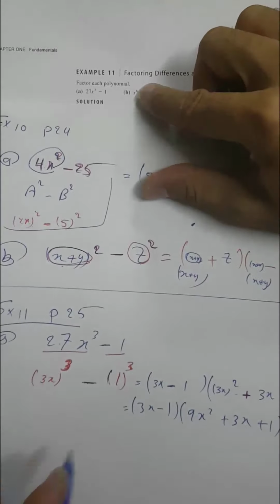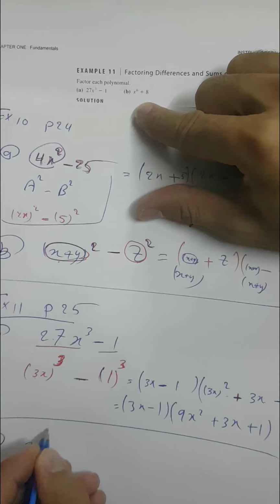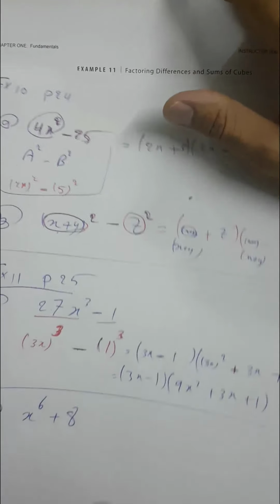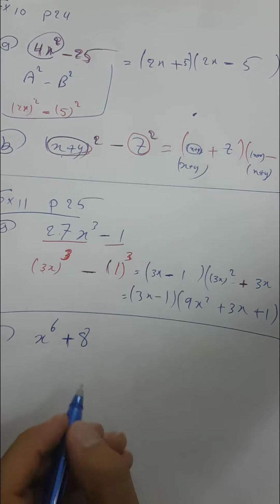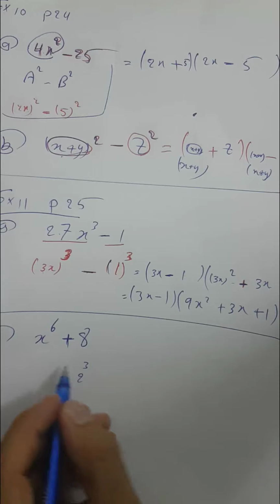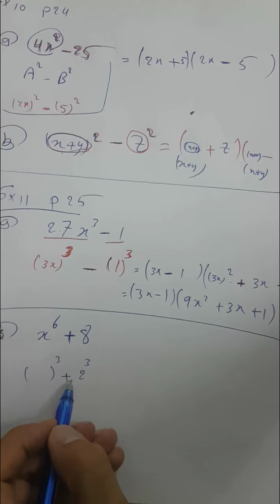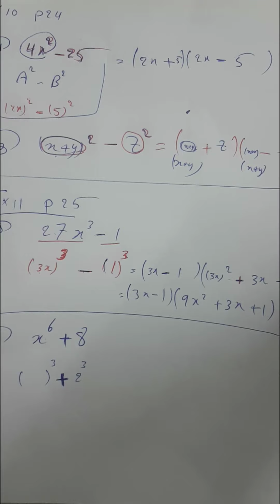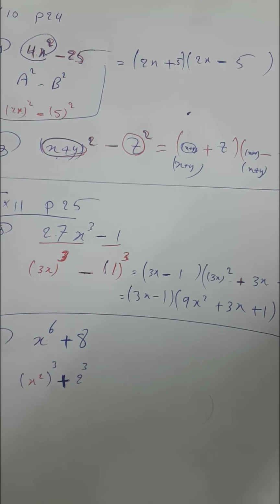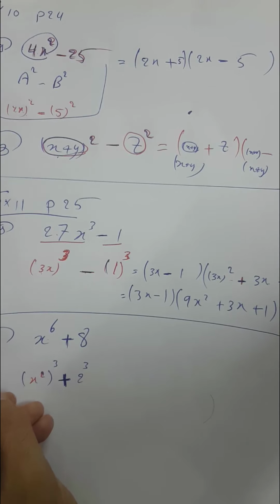Now example 11, part b. Tell me, I have x to power 6 plus 8. What is this? Really, I know 8 is what? It is 2 to power 3. You should deal with that. So I have addition. How about this one? I should put 3 here. Why? Because I want to solve it by sum of cubes. So I say x to power what? To power 2. By which rule do I know how to find this one? Because I have 2 a and m.